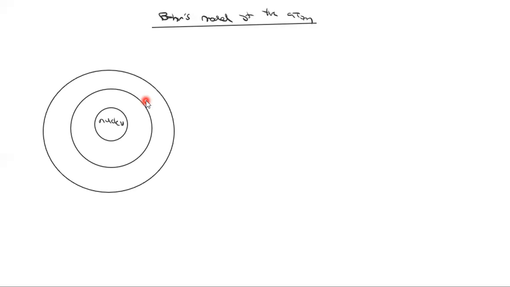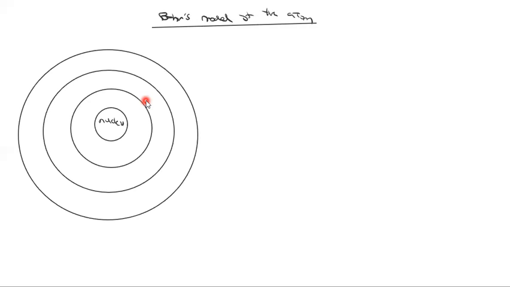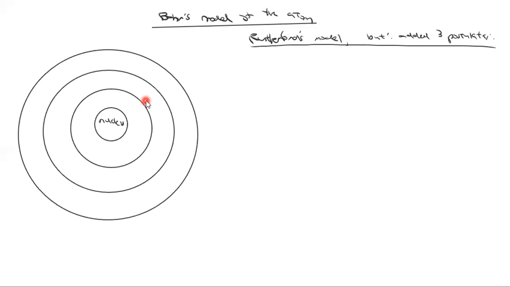And so essentially Bohr starts off the idea of your electron shells. Bohr's model of the atom is kind of like Rutherford's, but he added 3 postulates. He kind of tried to fix Rutherford's issue.